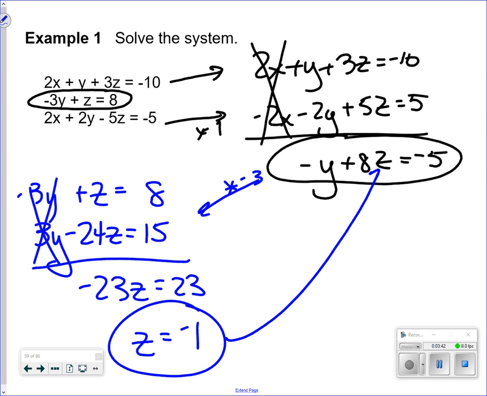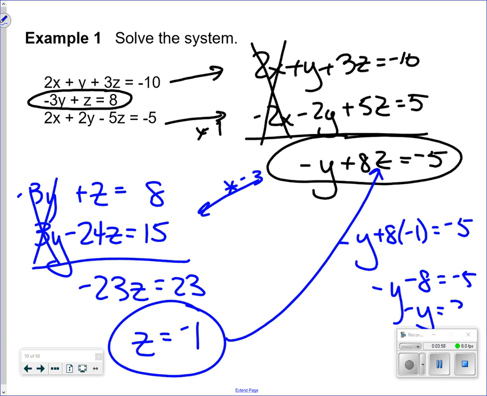So z equals -1. I'm going to go back up here and put in -1 for z. Minus 8 equals -5. Add 8, so I get 3. y equals -3. Now I go back up into any of the equations with an x, y, and a z, and I'm now going to put -1 in for z and -3 in for y.